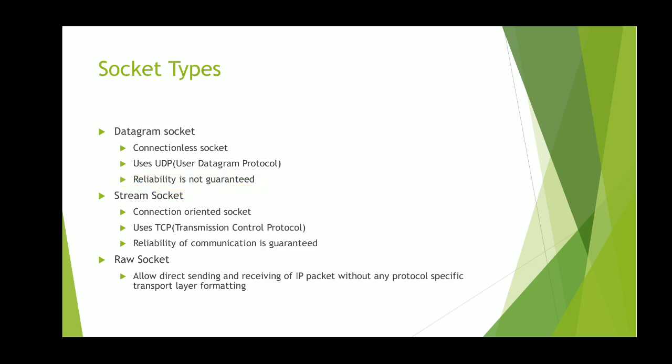And the second type is stream socket, and here it is a connection oriented socket. It means that it will guarantee the delivery of the data, so it will have a higher reliability than datagram socket. And for guaranteeing this reliability, it uses TCP protocol, or transmission control protocol, for communication. And in the case of raw socket, it will send the data directly without any protocol specific transport layer formatting.